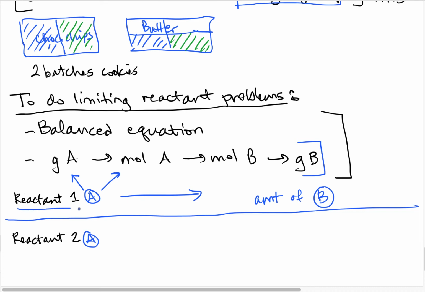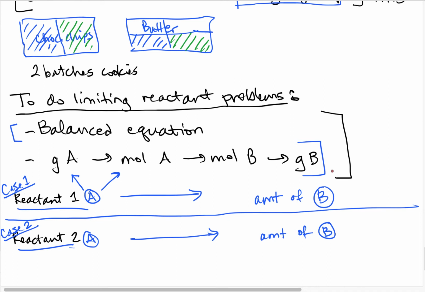using reactant 1. Then we're going to take reactant 2 and we're going to do it again. Exactly the same calculation, but the numbers are different because we now have a different amount of this reactant. It may have a different stoichiometry in our balanced equation. So we calculate the amount of B both times. This was my case 1. This was my case 2.